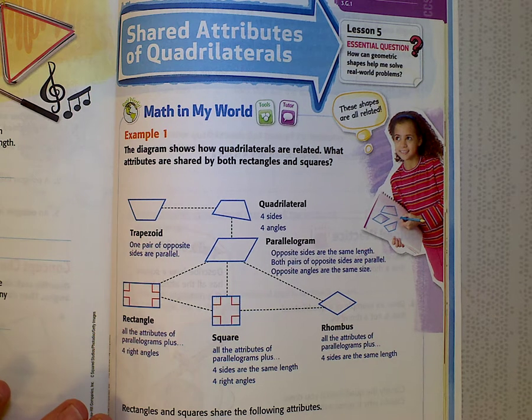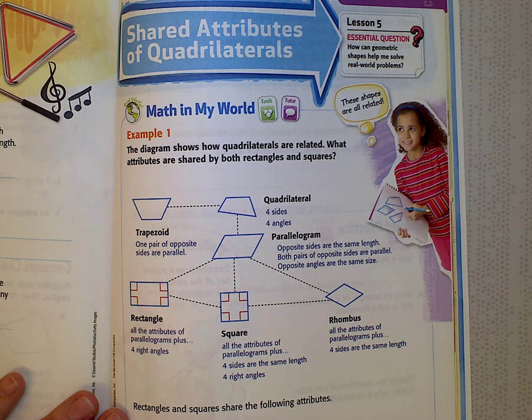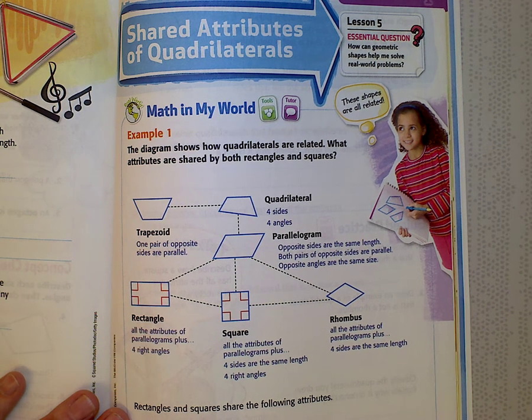Video lesson: shared attributes of quadrilaterals. Quadrilaterals are four-sided shapes. They are closed shapes that follow polygon rules: no curves, closed, two-dimensional, four sides, four angles.